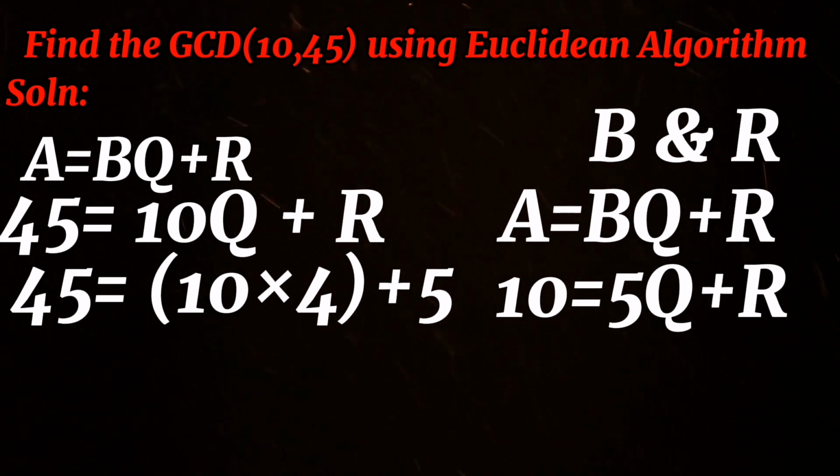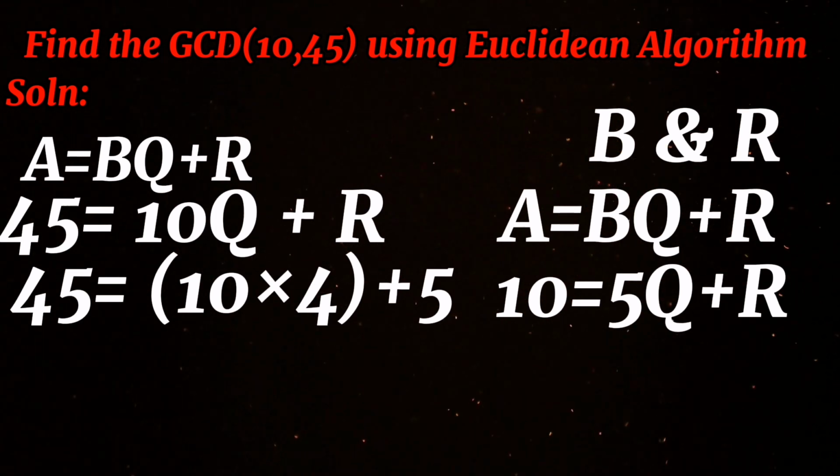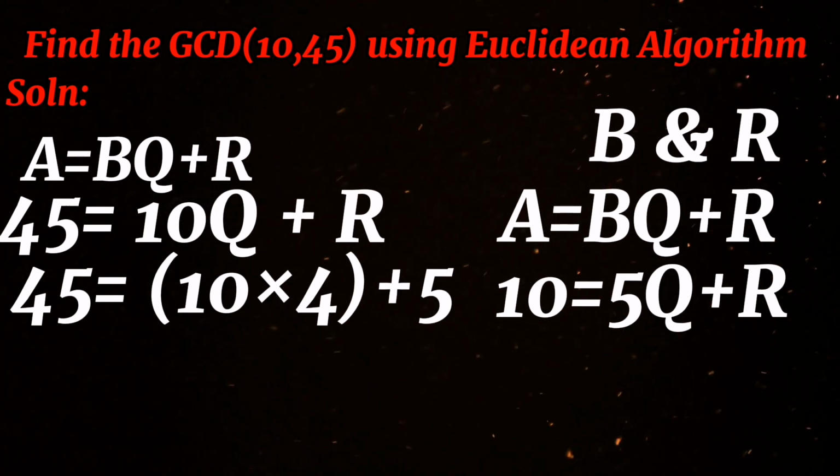I don't know if I'm making sense. Our b from the previous equation became our a, then our r from the previous equation became our b, and that's how it is going to keep on moving repeatedly until we find our GCD. So we have 10 is equal to 5q plus r. So how can we find our q and how can we find our r? We are still going to perform the same thing.